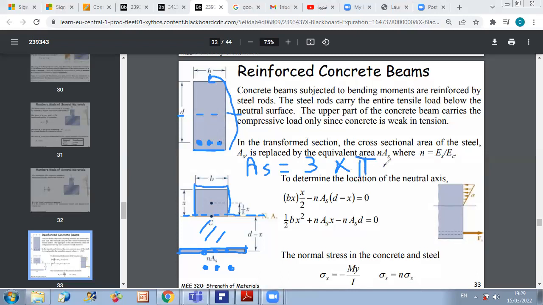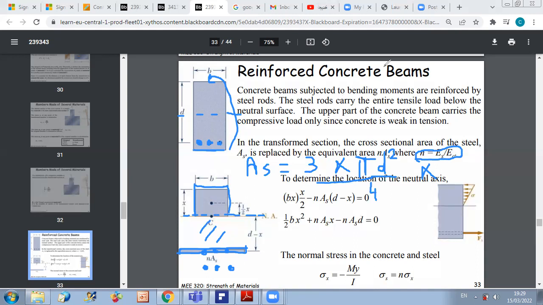And then when you want to transform the whole section to one material, to be able to do the analysis as we did in previous examples, then we should multiply this area to convert, if you want, then to an equivalent section made of one material, okay? We should multiply this area by n, which is the ratio of elasticity modulus of steel over elasticity modulus of concrete. And then the modified section will consist on the following.